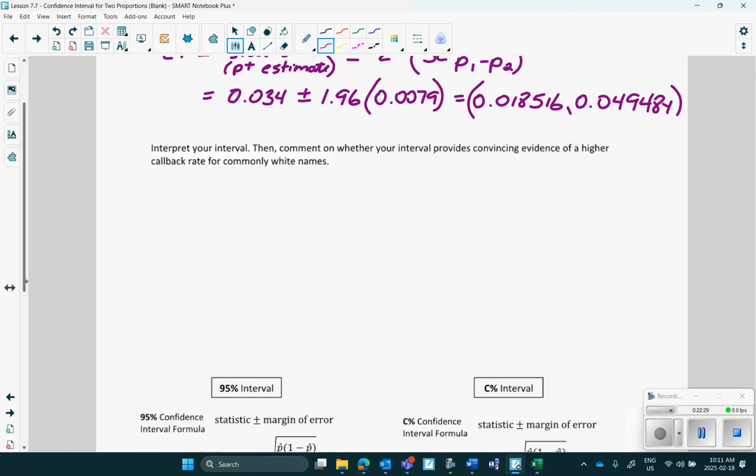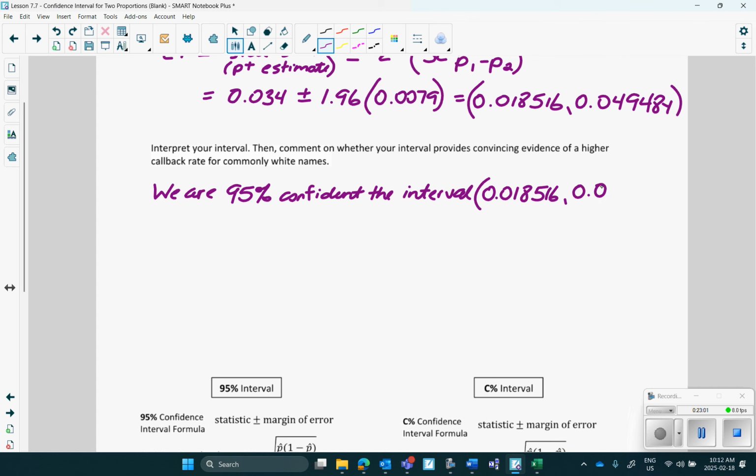And then interpreting the interval. Well, we should be pretty familiar with this now. We are 95% confident the interval, and then however you want to round it, or if you want to just write the numbers exactly, 0.018516 to 0.049484.